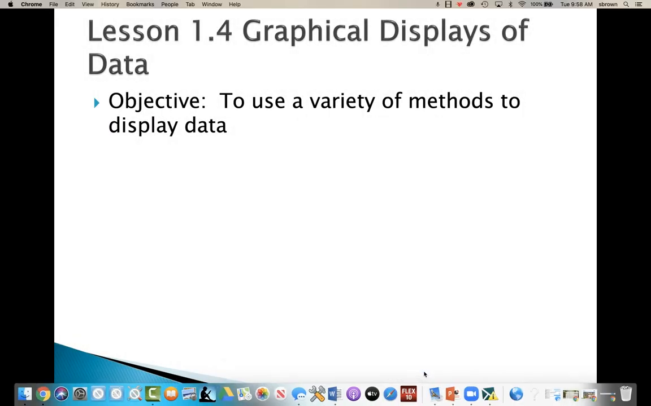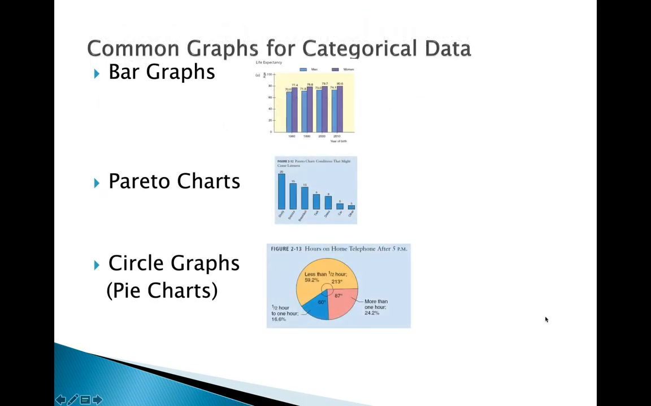Welcome to your lesson 1.4 on graphical displays of data. So today we're going to use a variety of methods to display data. The data that we're going to be working with today is going to be categorical. And there are several types of common graphs for categorical data.